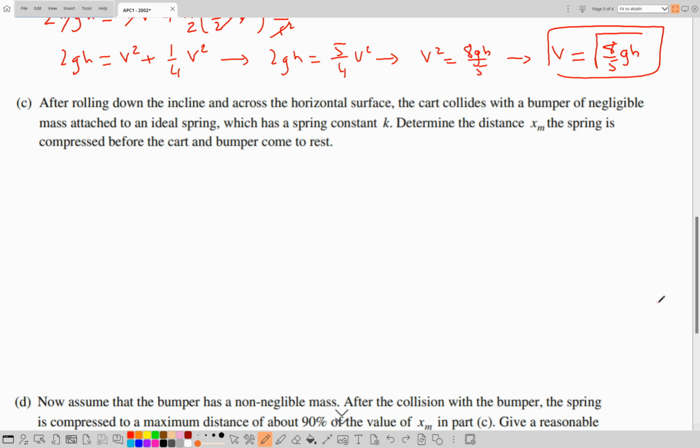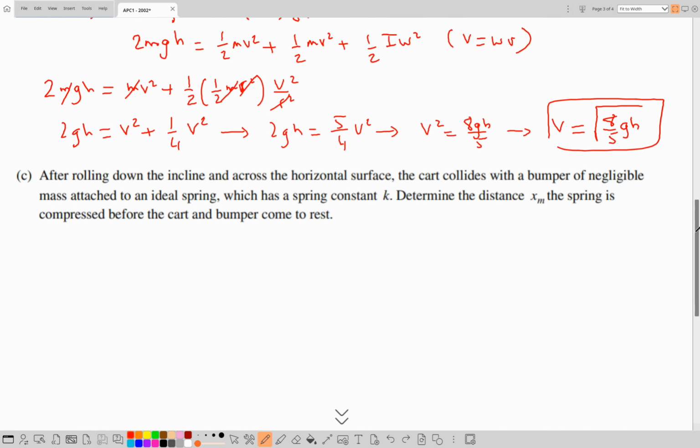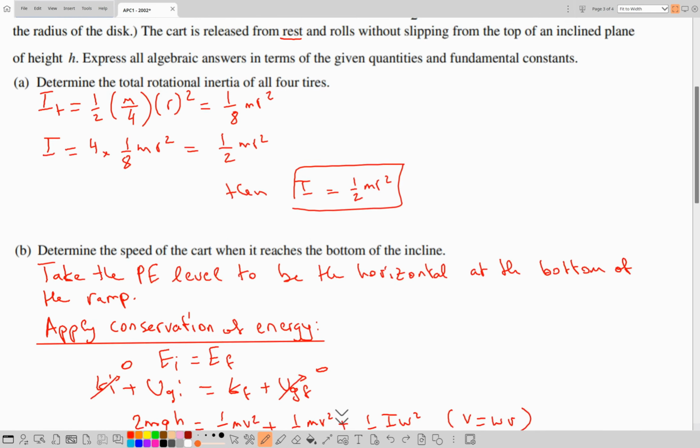Now in part C, after rolling down the incline and across the horizontal surface, the cart collides with a bumper of negligible mass attached on a spring, which has a spring constant k. Determine the distance xm the spring is compressed before the cart and bumper come to rest, which is basically the maximum compression in which we lose kinetic energy totally. Now again, this can be determined using conservation of energy.